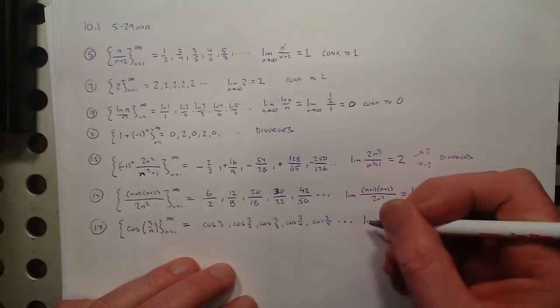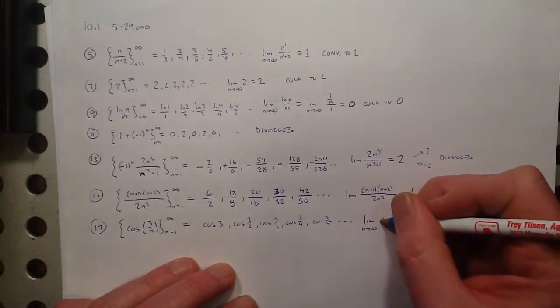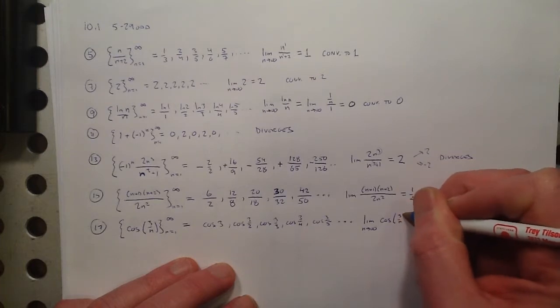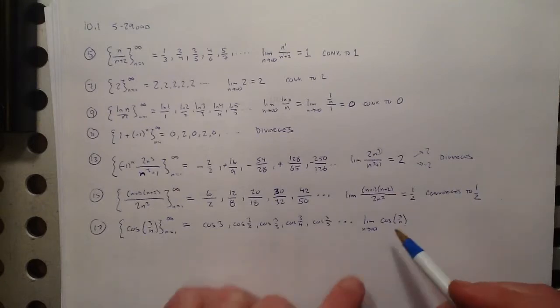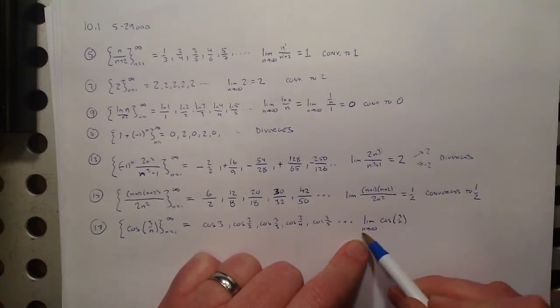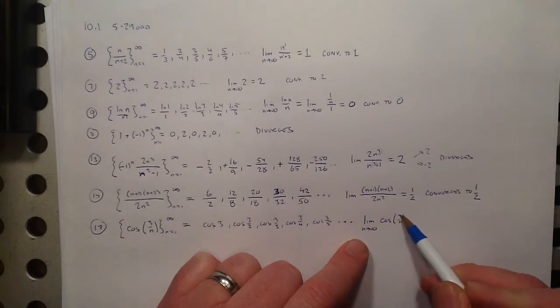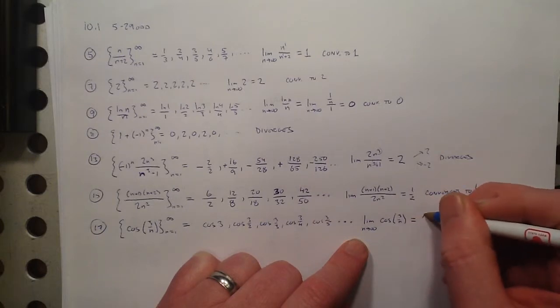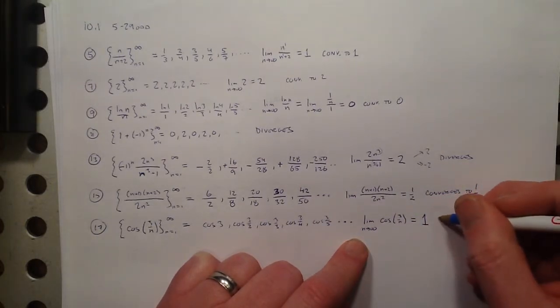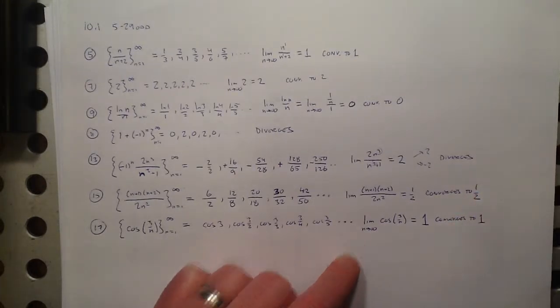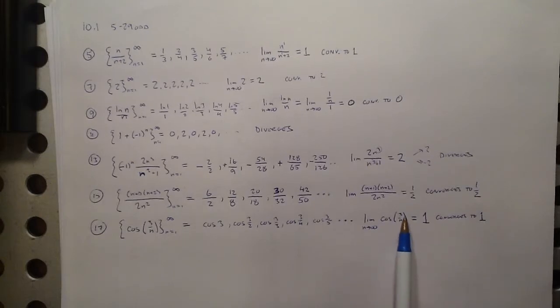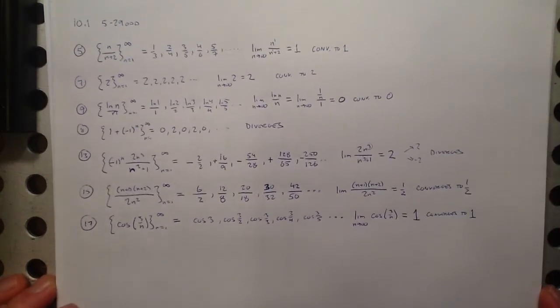So what's the limit as n approaches infinity of the cosine of 3 over n? This is the kind of limit we saw in chapter 2, where you have to work from the inside out. As n goes to infinity, 3 over infinity goes to 0. So what's the cosine of 0? It's 1. So this converges to 1. It might be tempting to look at this and say, oh, this is 0, so it just converges to 0, but it's cosine of 0, right? So it converges to 1.